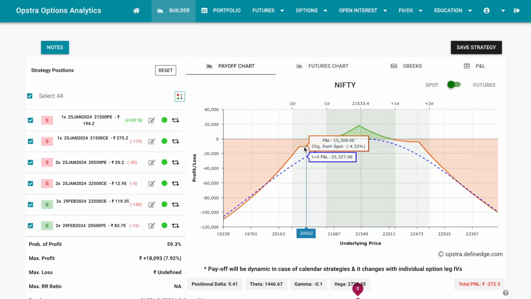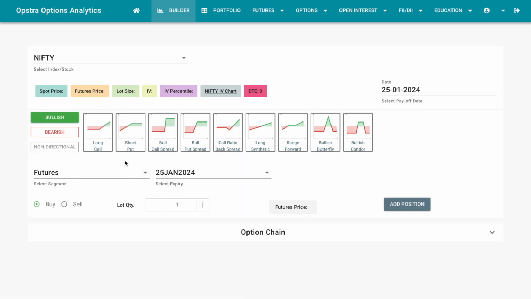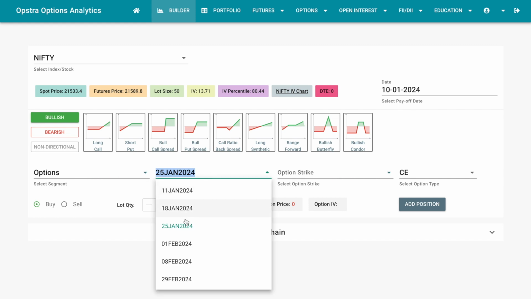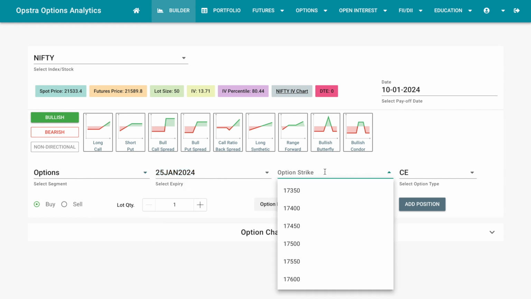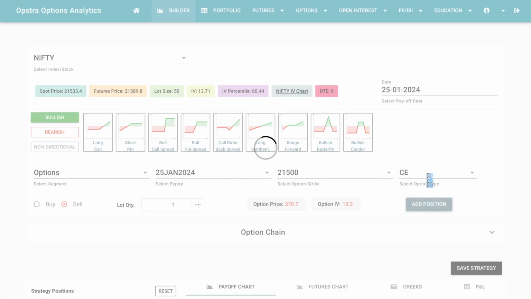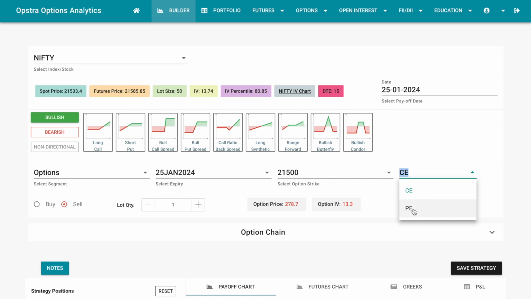Now you see how the strategy is impacting. This is like 10,000 here and around 4,000 here. I'll just duplicate one more time. I'll show you what the base strategy looked like. So here are the options, and this is Jan 2024, and here we go to 21,500 CE and PE. We just go ahead and sell this CE, and we just go ahead and sell this PE.